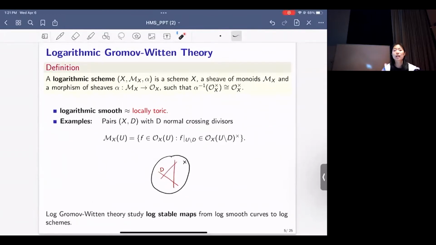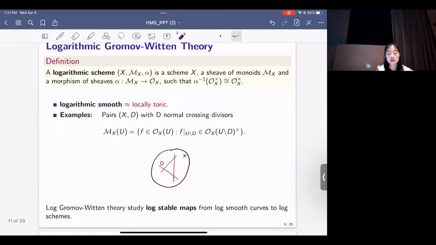So this is another example of a log structure, and the third example, which happens a lot in applications, is a pair X, D, with D maybe a normal crossing divisor, and we can define a divisorial log structure on it by taking the ring of functions that only have poles along D. Log Gromov-Witten invariants study the log stable maps from log smooth curves to log schemes. The stability here is the same as the stability of the underlying maps.